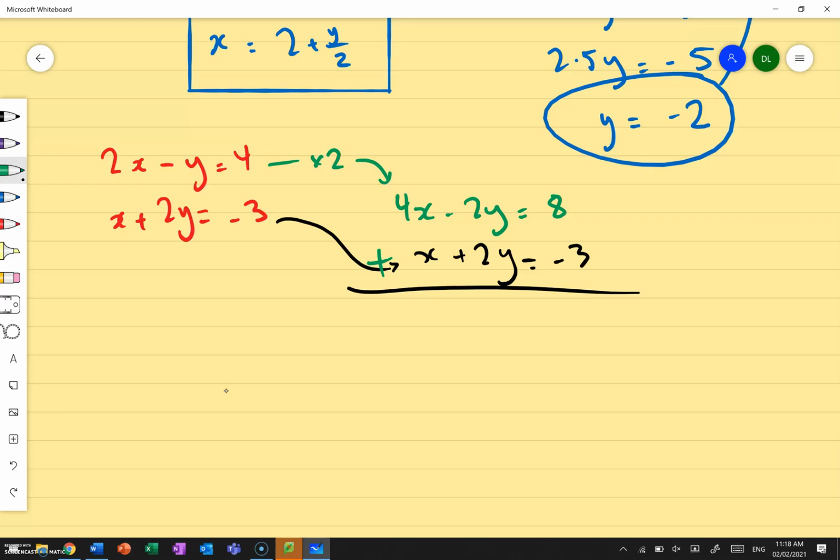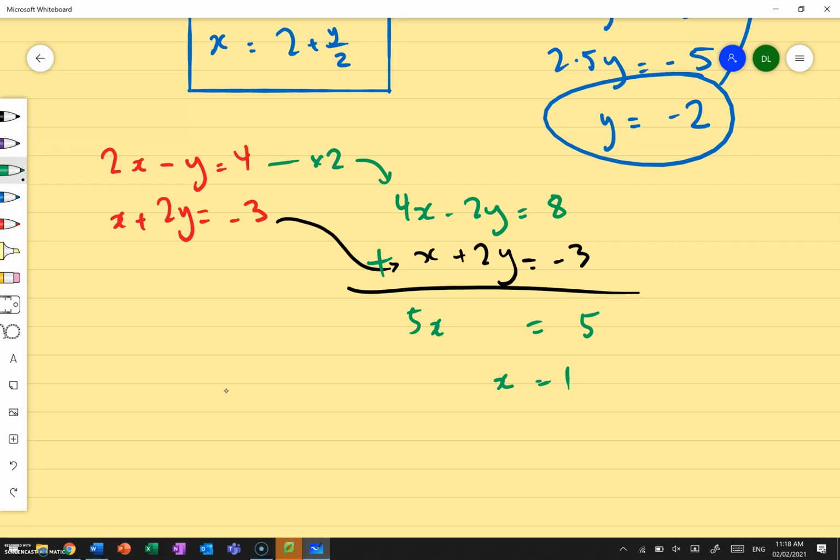4x plus x is 5x. Negative 2y plus 2y? 0. So I can write plus 0. I can just ignore it for now. Equals positive 8 plus negative 3. 5x equals 5. Awesome.